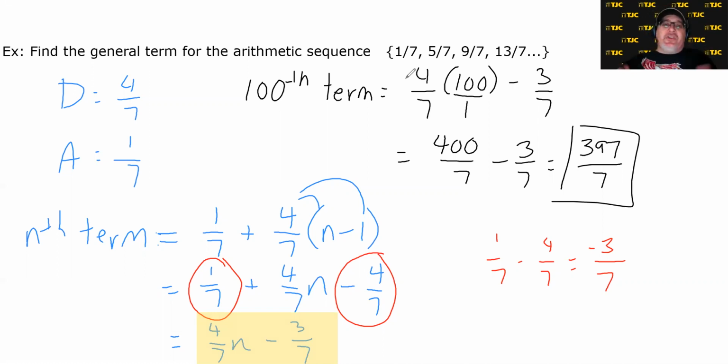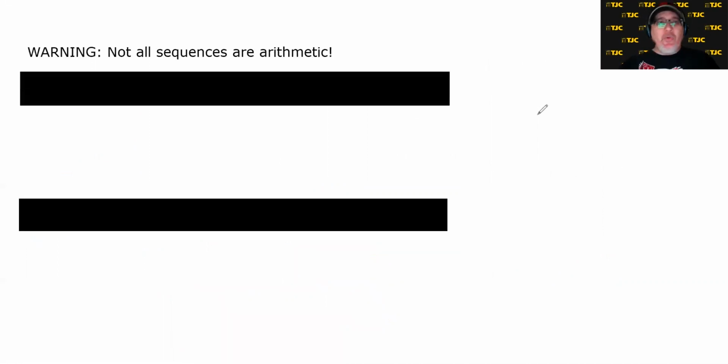So that's what the general term can do. It can give you any position in the sequence. All right, I want to close this video, which has probably been going longer than I wanted to, with a warning that not all sequences are arithmetic. Remember, what makes a sequence arithmetic is the difference in any 2 consecutive terms is always the same. But not all sequences are like that.